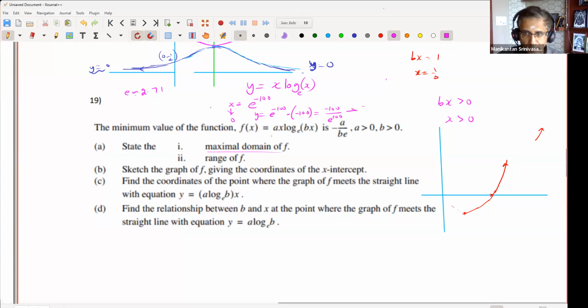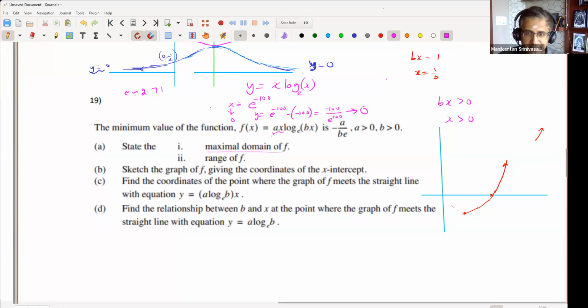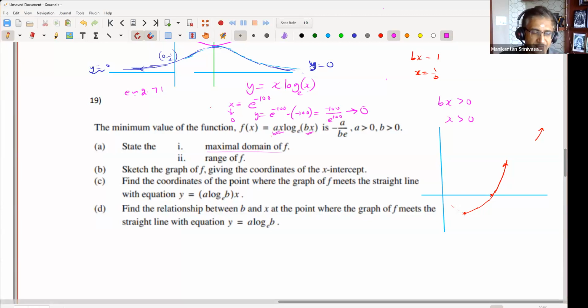So this value will approach 0, right? Negative, but approaching 0. And that's exactly what's happening in this problem also, right? Instead of x, I have ax. Instead of x, I have bx. That's the only difference. They are just scale factors.